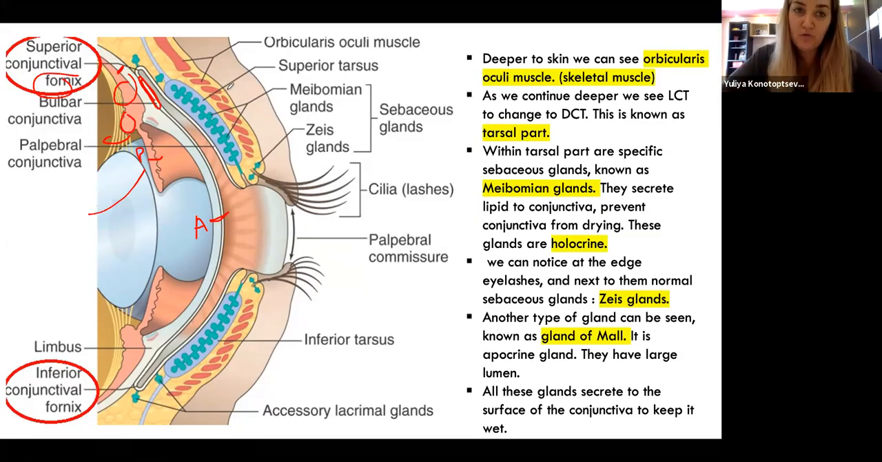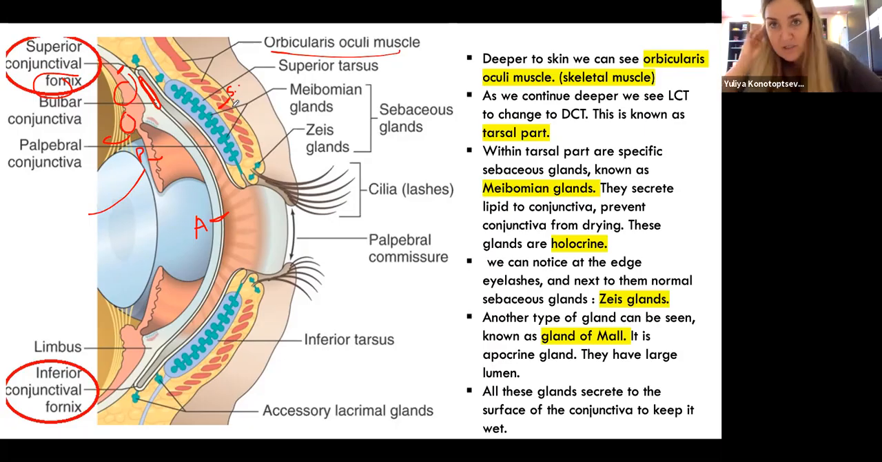Let's do the layers of the eyelid from the most outer part. The most outer part of the eyelid is, of course, skin, right? It makes sense. So skin is this area right here. This is the epidermis. Right under it is going to be the dermis. Right under the dermis of the skin of the eyelid, we have a muscle. This muscle is known as the orbicularis oculi muscle, right? It's a circular muscle that goes like that. The innervation of the orbicularis oculi muscle is the facial nerve.